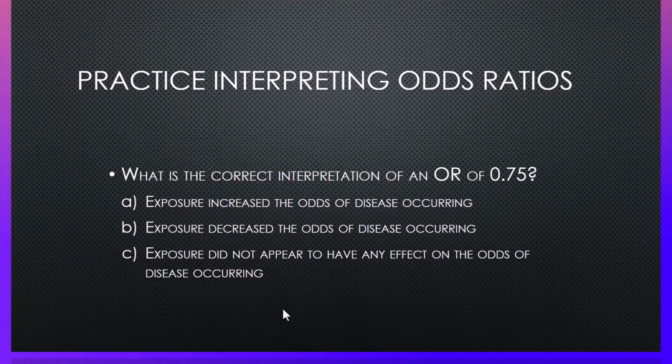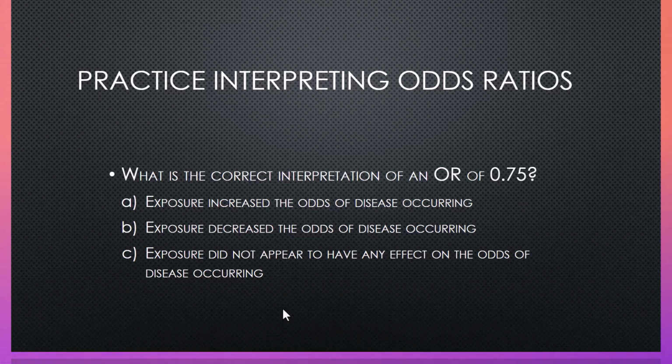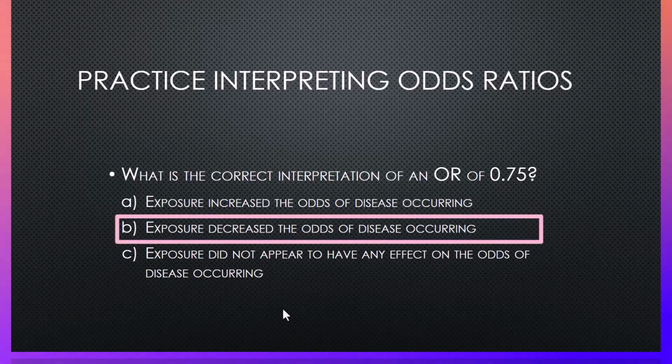All right, again, you run into an odds ratio as you're reading your research article. It is a 0.75. Does the exposure increase the odds of disease? Does the exposure decrease the odds of the disease? Or is there no effect? We are below 1, so this exposure decreased the odds. It was protective.